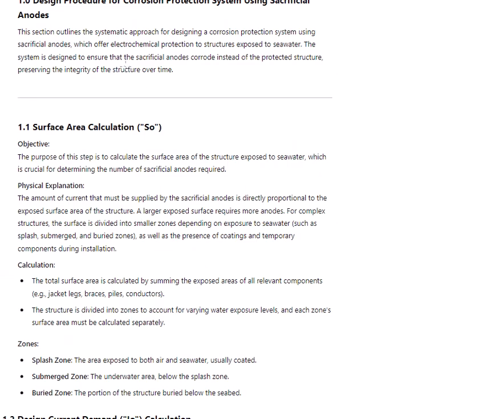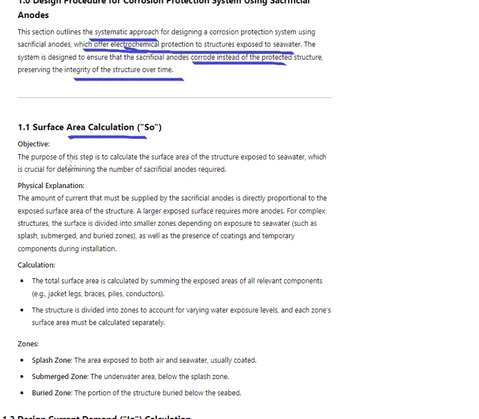Let's look at the design procedure for the corrosion protection system. The first step is to calculate the surface area. This section outlines the systematic approach for designing corrosion protection using sacrificial anodes, which offer electrochemical protection to structures exposed to seawater. The system is designed so that the sacrificial anodes corrode instead of the protected structure, preserving the structural integrity over time.